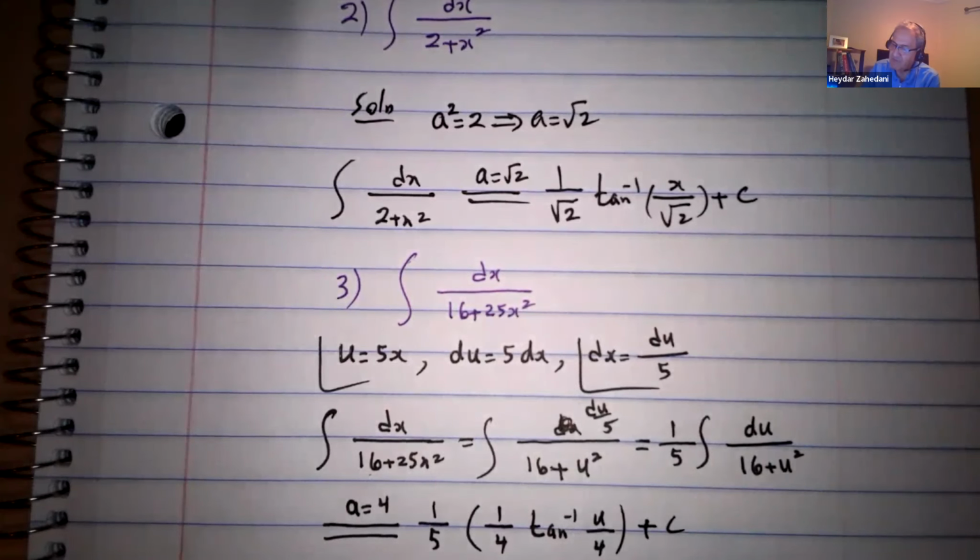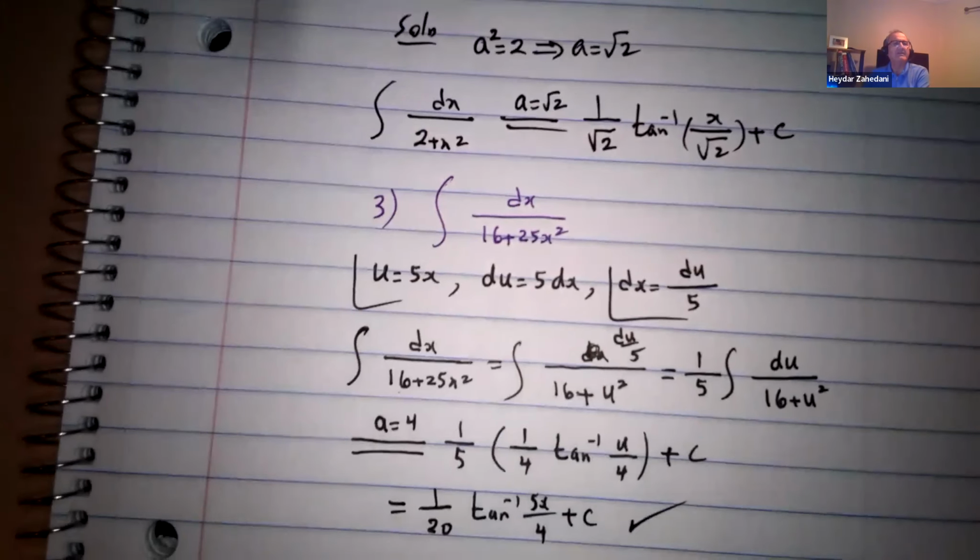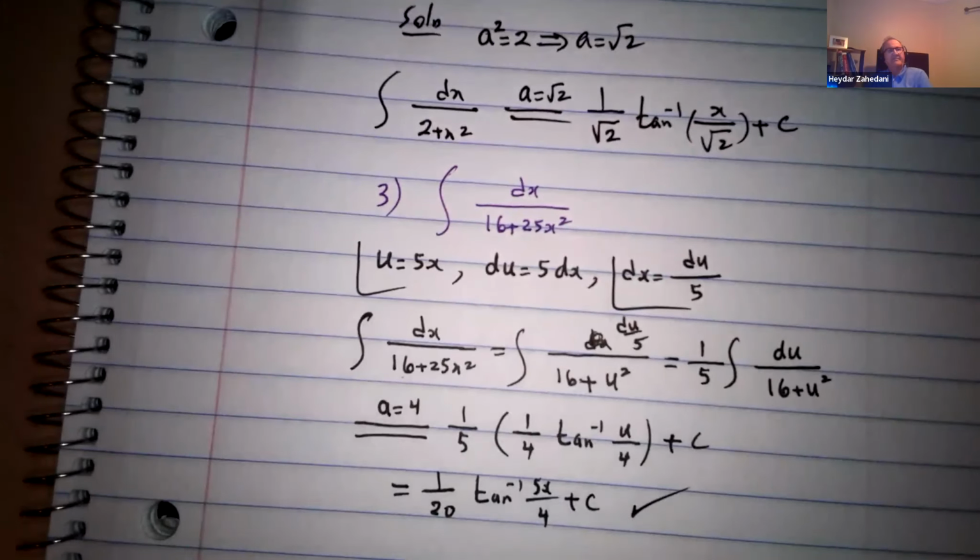5 times 4 would be 20. 1 over 20 tan inverse. You substitute for u. u is 5x. 5x over 4, plus the constant c. The final answer. See, very nice integral.